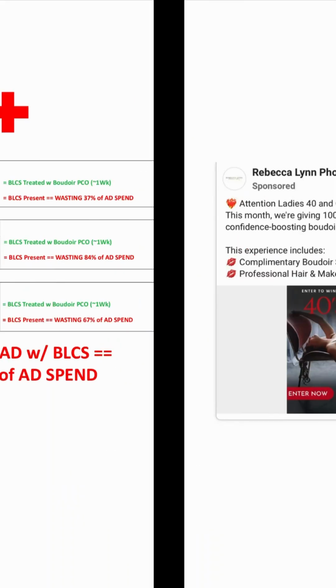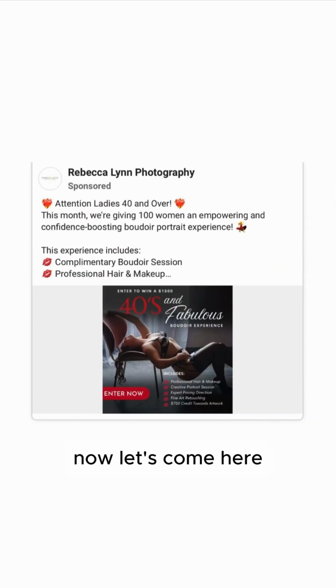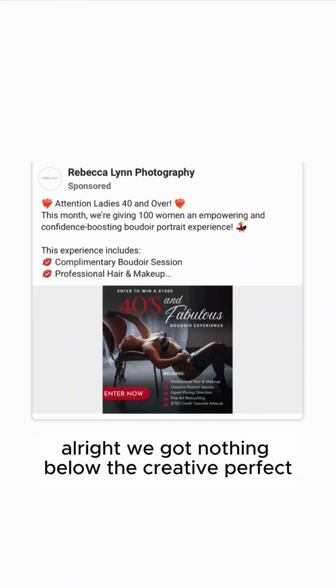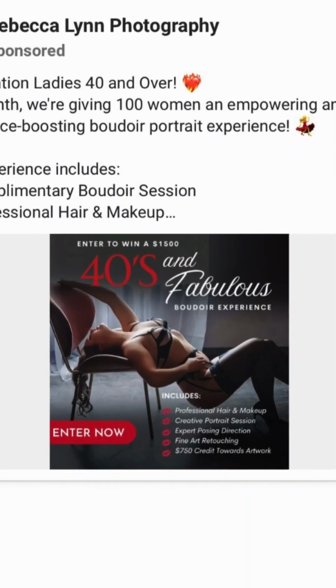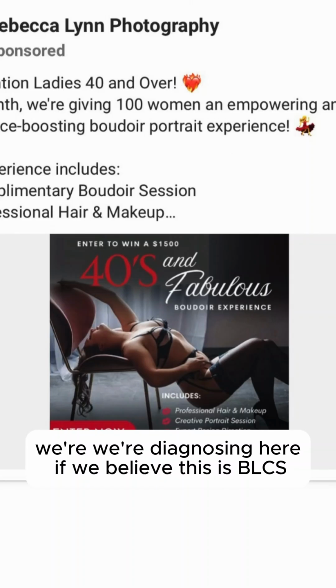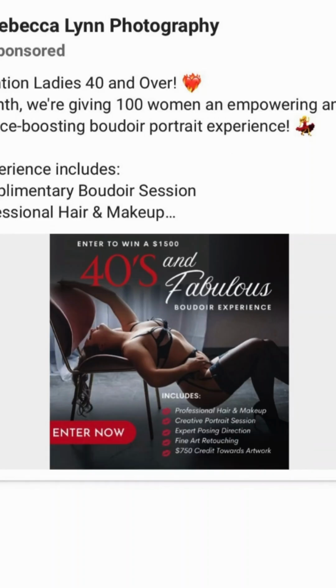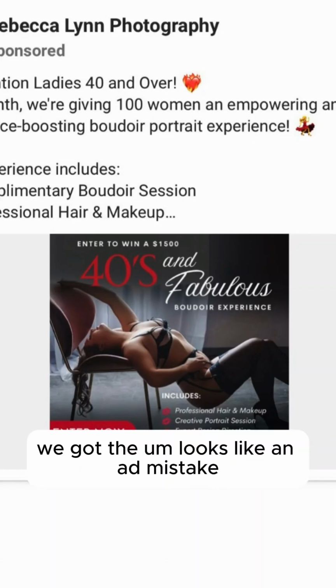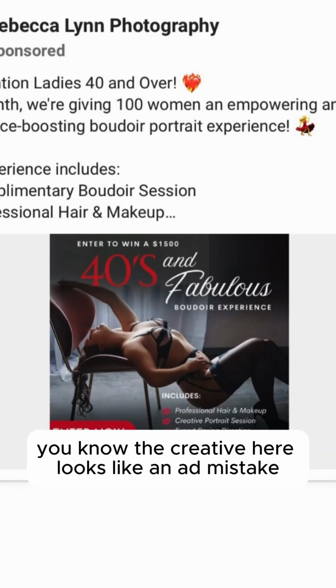The Zuck. Now let's come here. All right, we got nothing below the creative, perfect. Now, we're diagnosing here if we believe this is BLCS, aka Boudoir low click syndrome, if the unique CTR is under 6%. So the creative here looks like an ad mistake.